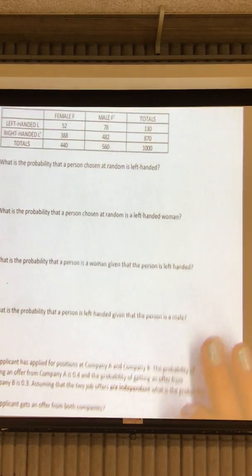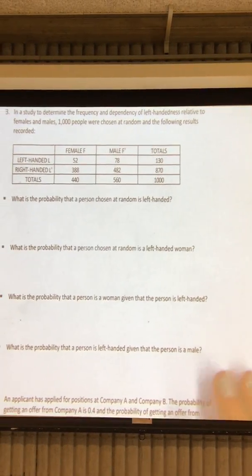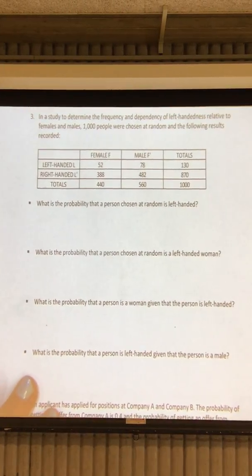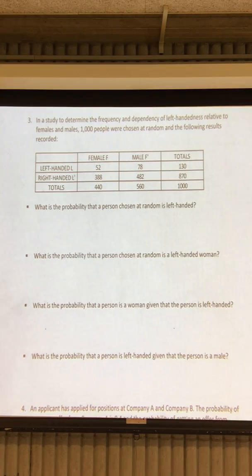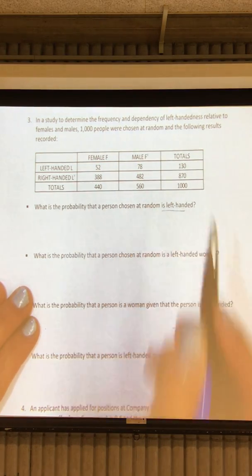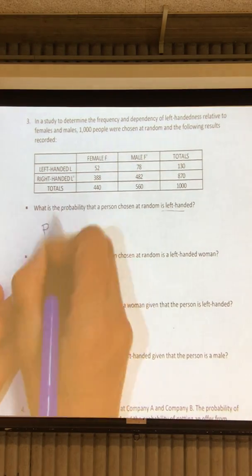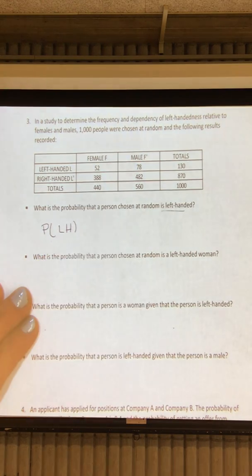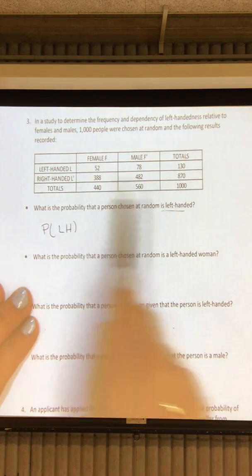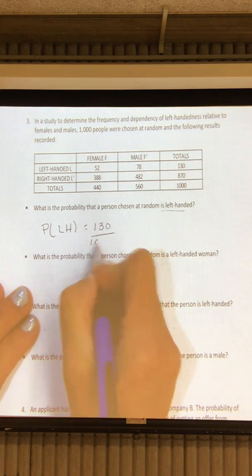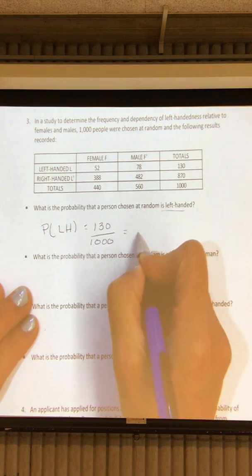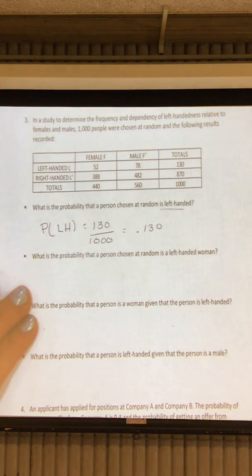On to problem number 3. Here you have a table from a study to determine the frequency and dependency of left-handedness relative to females and males. So now you want to find the probability that the person chosen at random is left-handed. So looking at the total left-handed here, you have 130. So 130 over the total of 1,000, and that is equal to 0.130.